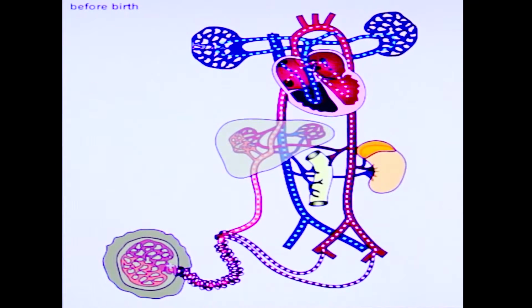Blood from the placenta enters the fetus through the umbilical vein to the liver. The majority of the blood bypasses the liver to enter the inferior vena cava through a structure called the ductus venosus. The ductus venosus is a trumpet-like structure which connects the umbilical vein to the inferior vena cava just below the diaphragm.